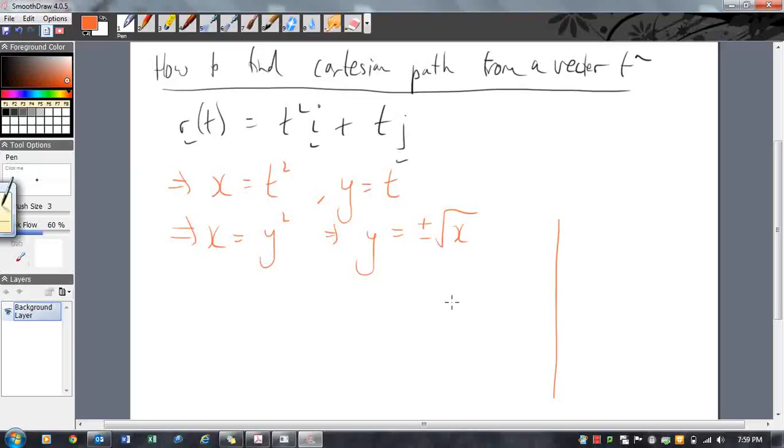So what does that path look like? Well, hopefully it looks like this.